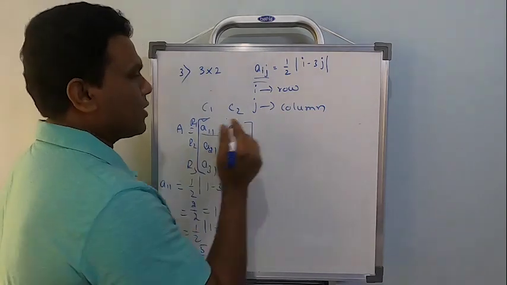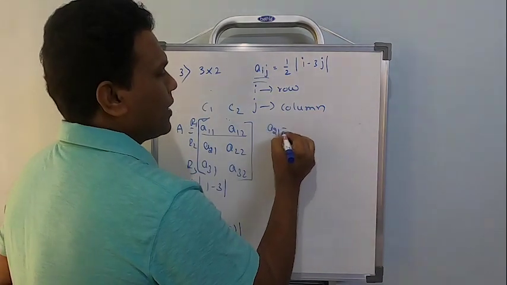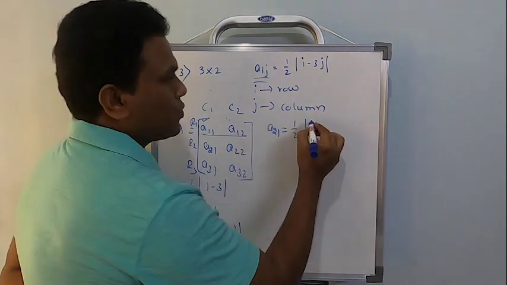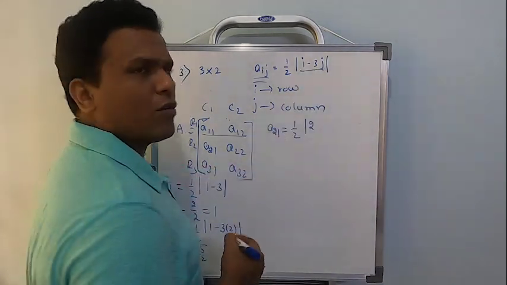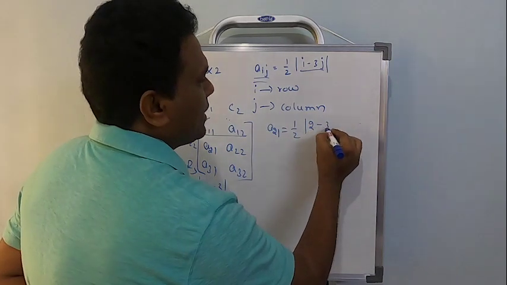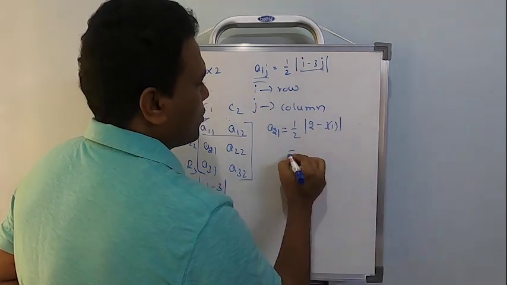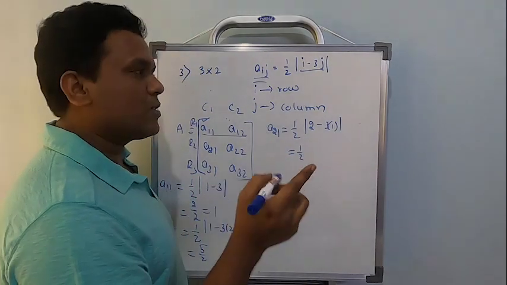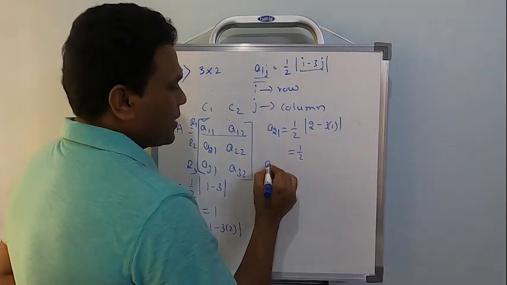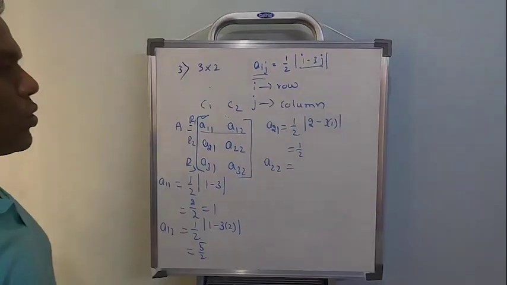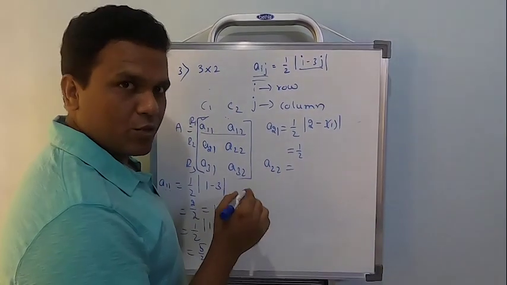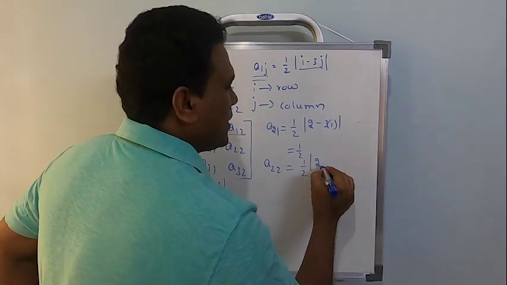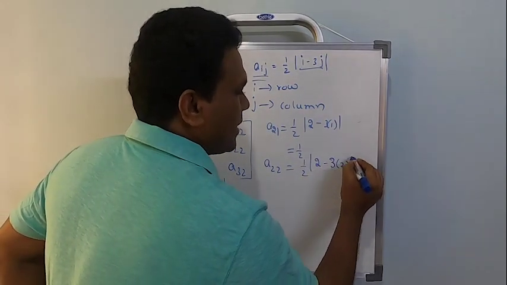Now let's go to the second row. The next one, a21, half multiplied by. Here i is 2, j is 1. So 2 minus 3 into 1. See, the same definition you have to keep applying repeatedly. So half, 2 minus 3 is minus 1, and mod of minus 1 is going to be 1. The next one, a22. That means i is 2, j is also 2. So substitute in this, half multiplied by mod of 2 minus 3 multiplied by 2.